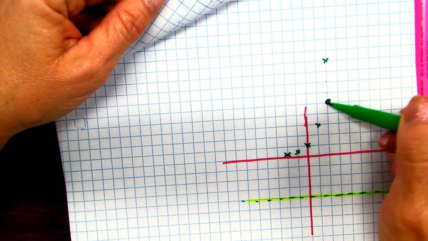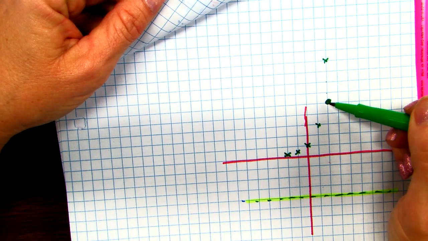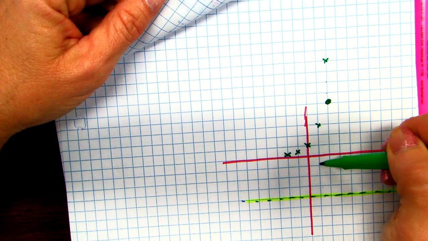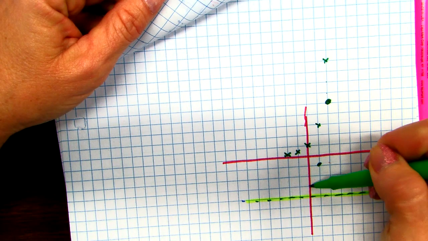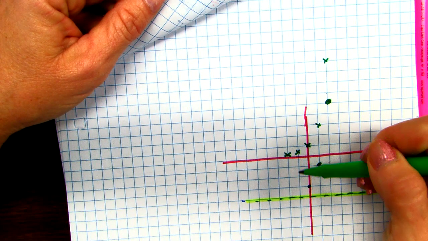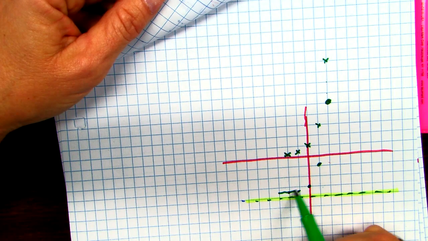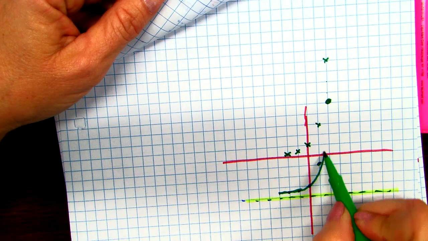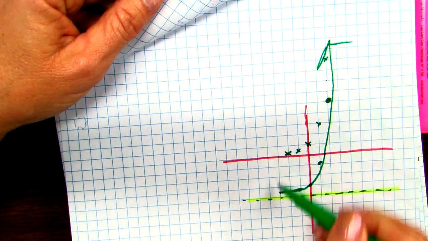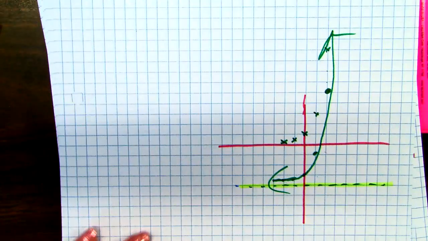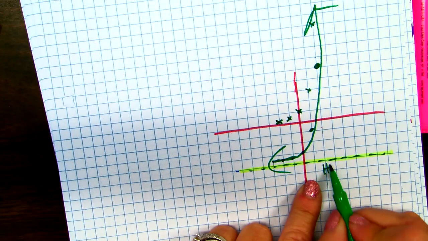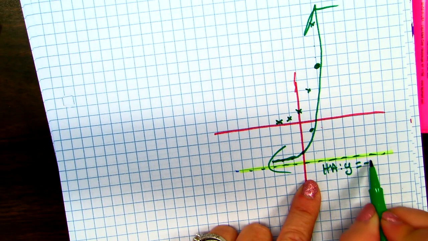1, 2, 3, 4. See, I can see. X's I don't connect, dots I do. 1, 2, 3, 4. 1, 2, 3, 4. Oh, 1, 2, 3, 4. And see, having that asymptote there helped me with those little fractions and kept me from crossing. So that's my horizontal asymptote. It's at y equals -4.